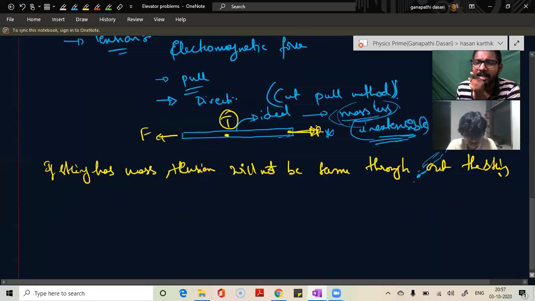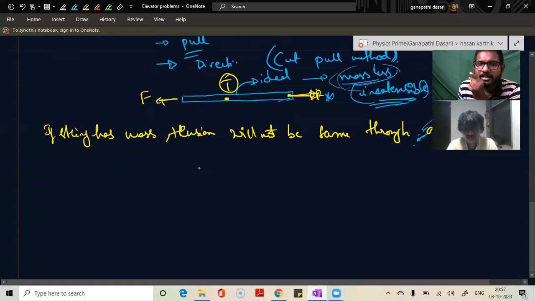You will see some cut and pull method. How you will see? Suppose a string is there. I'll take a block. Do you know how to find out the tension in the string?